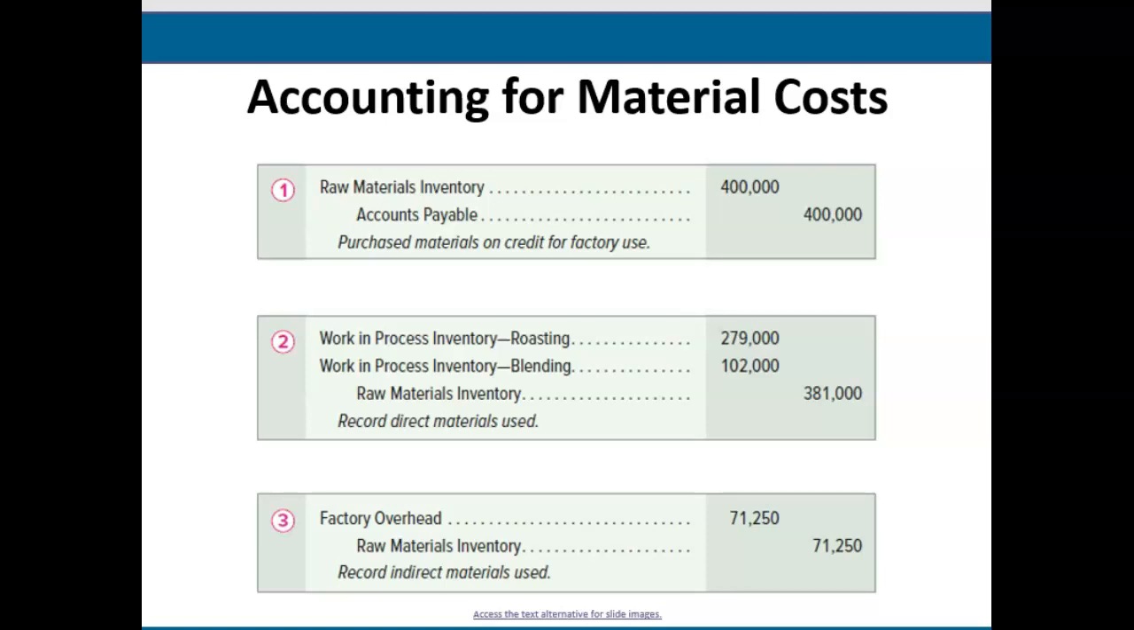And arrow line 3 reflects the flow of indirect materials to factory overhead. These materials cannot be cost effectively traced to any specific production process or department, but are used in production. These costs are recorded in the single factory overhead account with the entry shown.